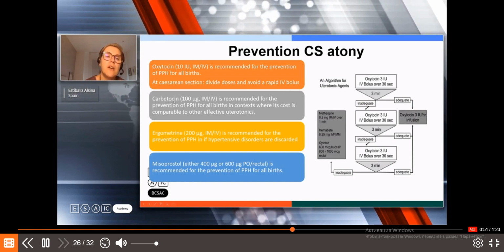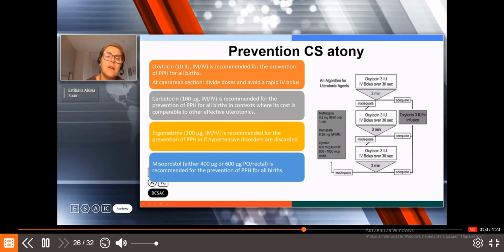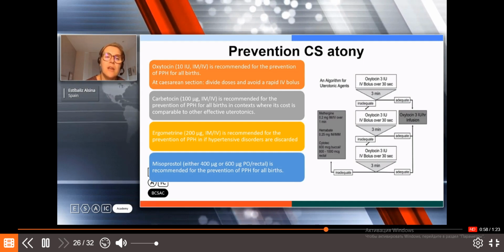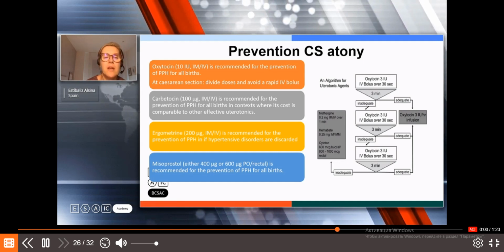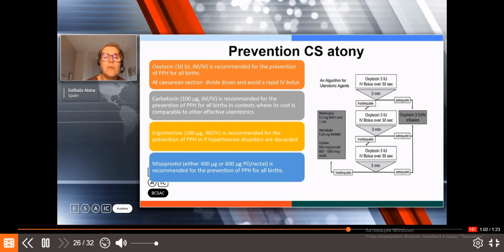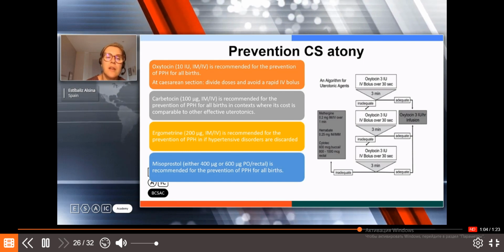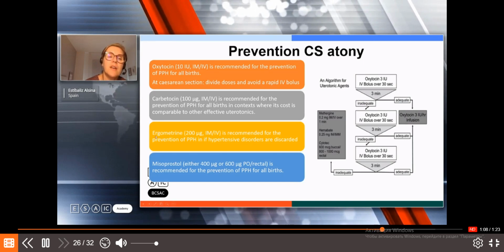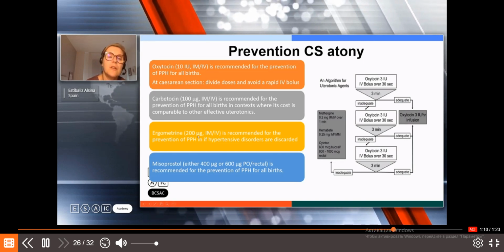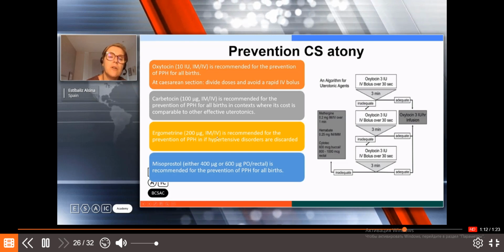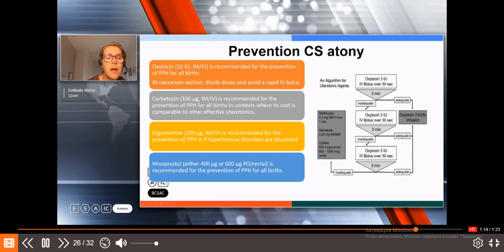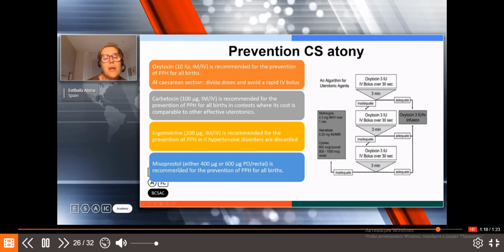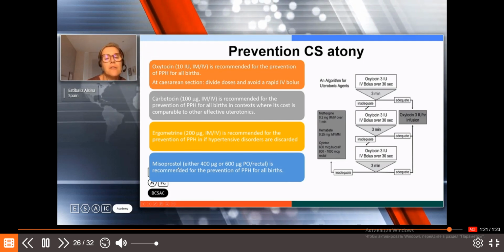We can also use carbetocin, 100 micrograms, but we can use less, 50 micrograms, and then go to 100 micrograms if not adequate uterine tone. We can add ergometrine 100 micrograms intramuscular or intravenous. And also we can use misoprostol, rectal or transvaginal.